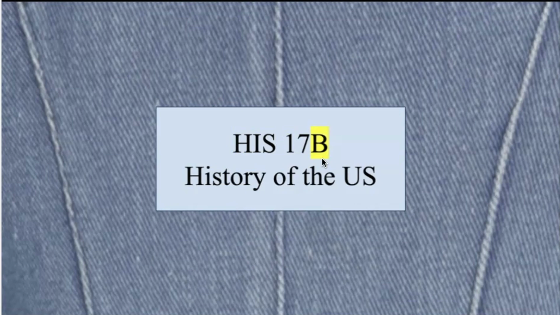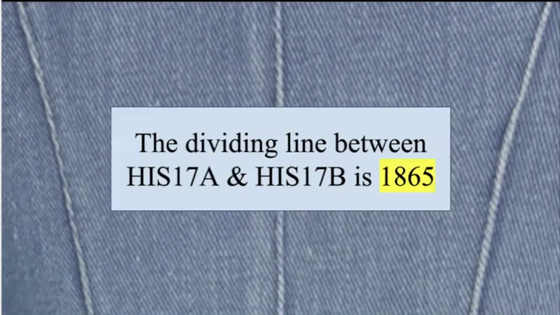If you know anything about Western conventions of measuring time and that history involves change over time, you can figure out that 17A is most likely to cover US history before this class starts. But if you just look at the registrar, when does this class start? And not the class time, but the material covered by the class. The dividing line between HIS or History 17A and History 17B is 1865.